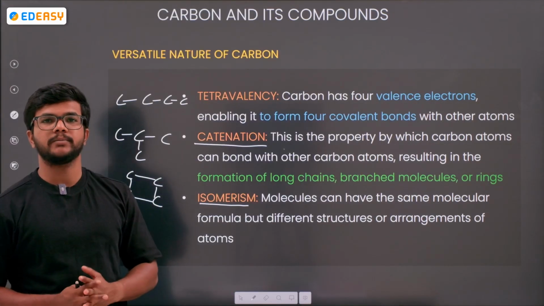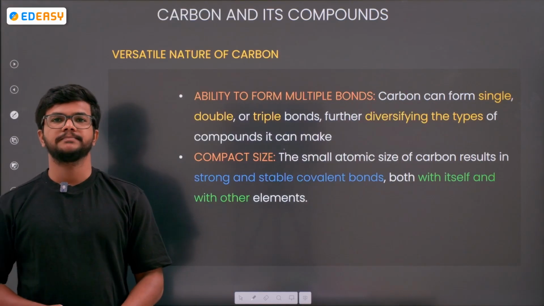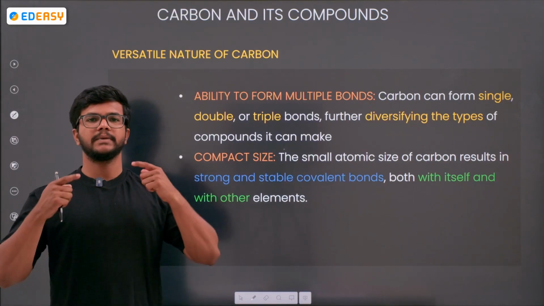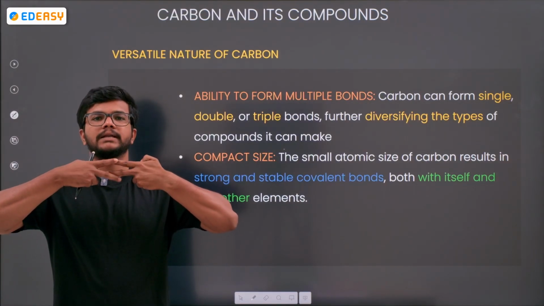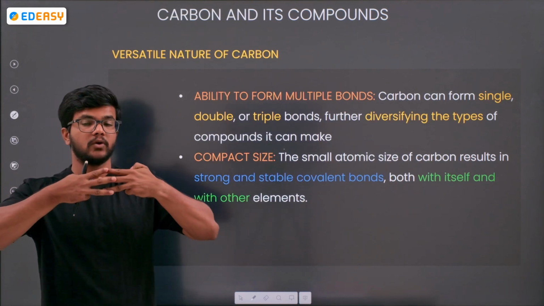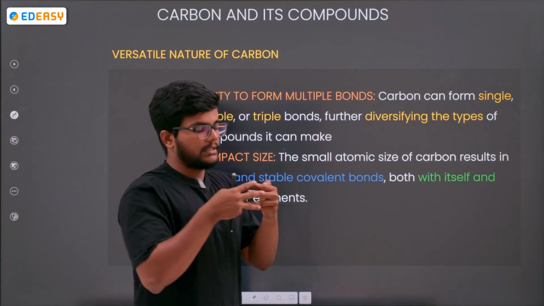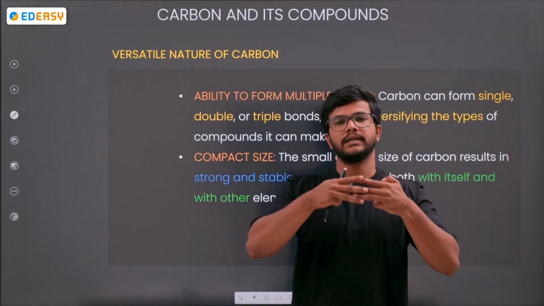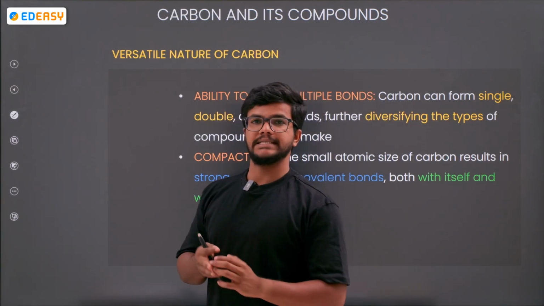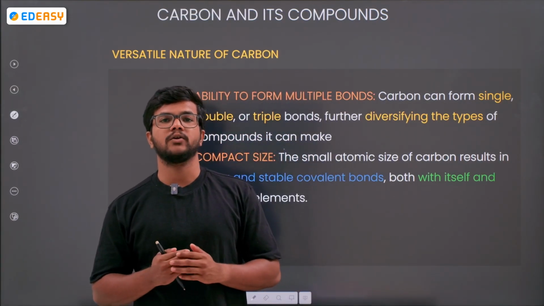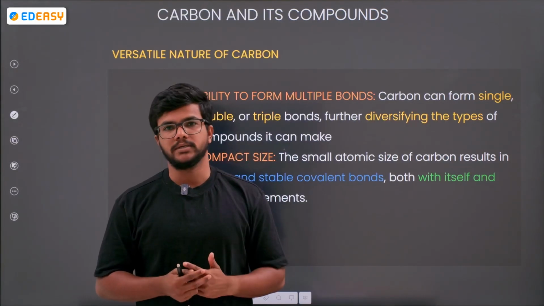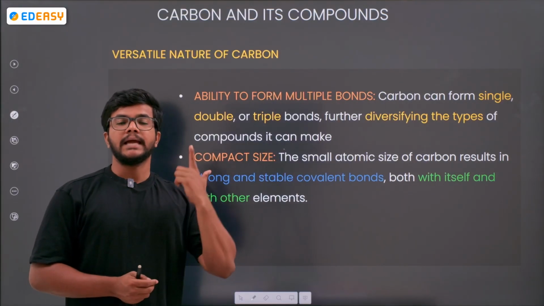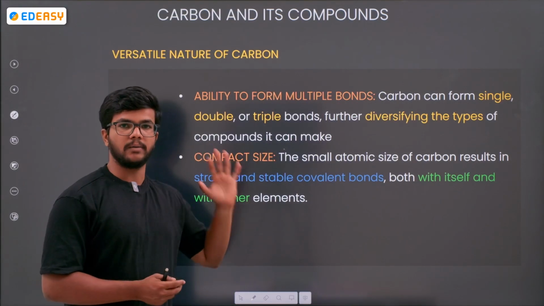Okay, hope you understand about the tetravalency of the carbon. Next is the ability to form multiple bonds. So carbon can make a single bond, carbon can make a double bond, carbon can make a triple bond. Whereas silicon also can exist in the form of tetravalency, but silicon cannot form catenation and also multiple bonds. So this is the special character of the carbon, that is catenation, tetravalency, isomerization, and last is multiple bonds.